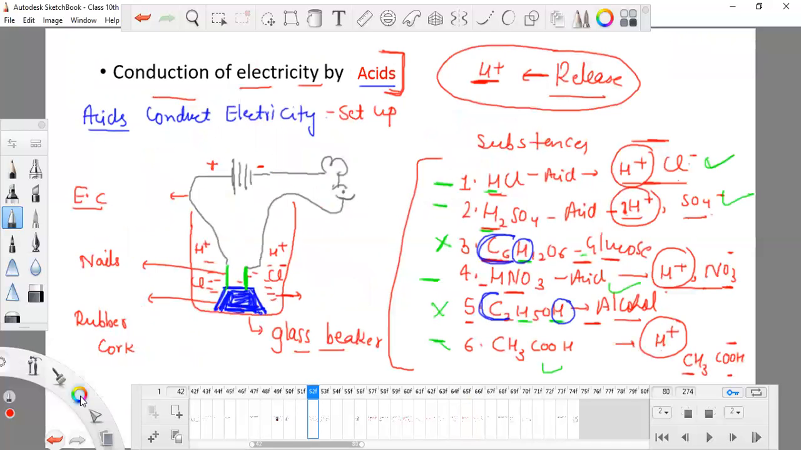Now look at here. I'm just finishing my class in 2 minutes. Look, it is also having OH. Glucose is also having OH. This alcohol is also having OH. It is having OH, but it cannot release it.